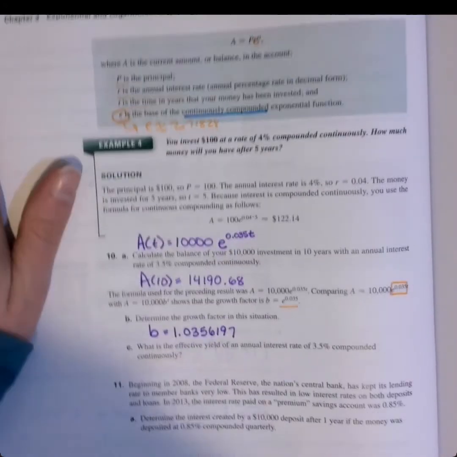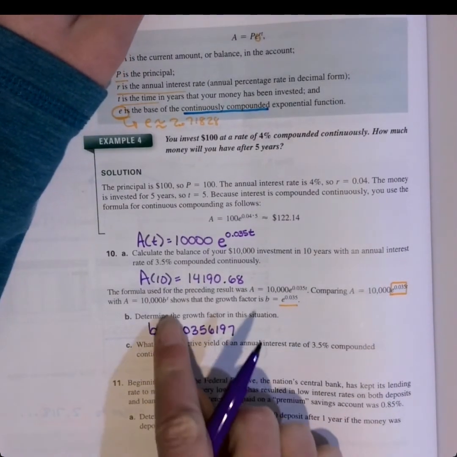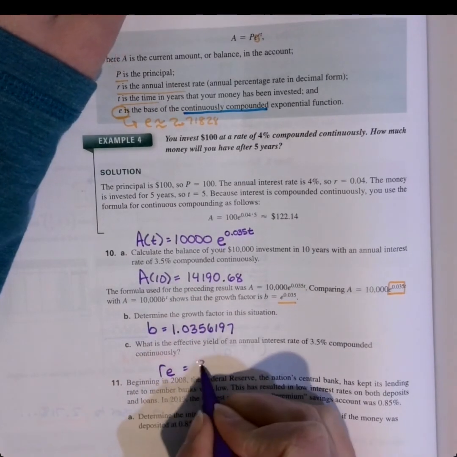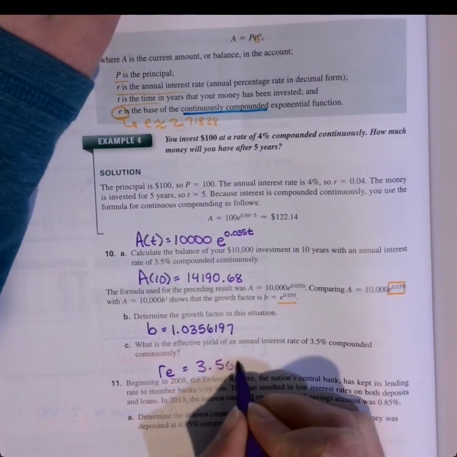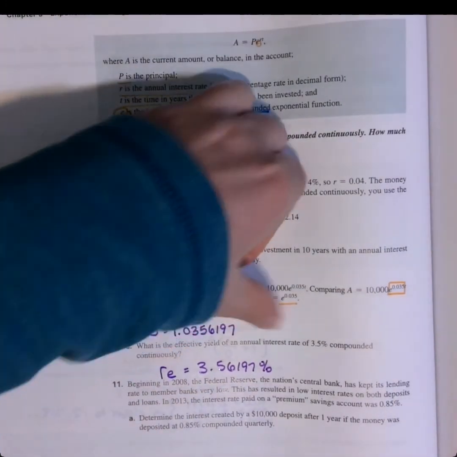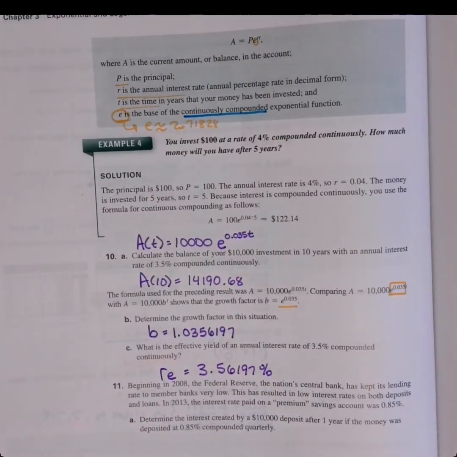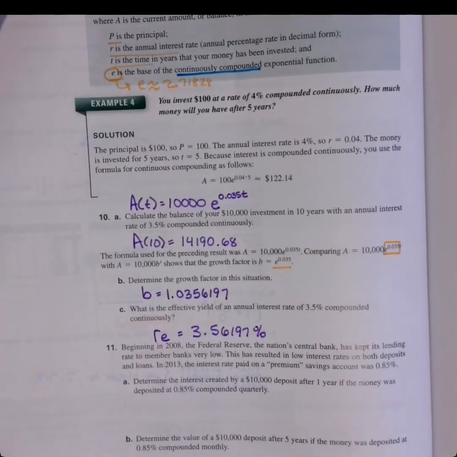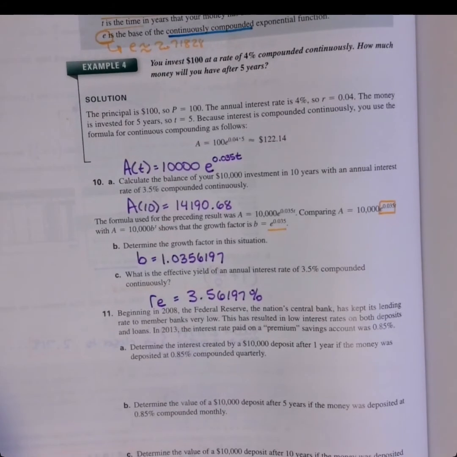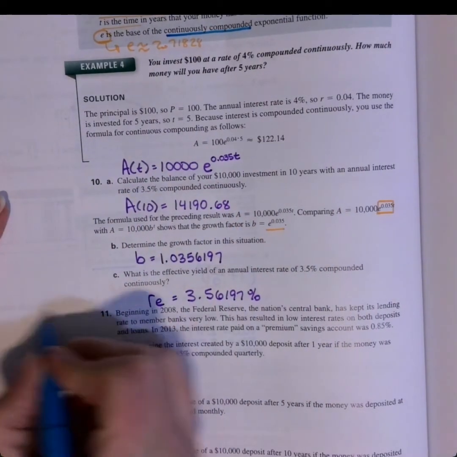And so this one would give me an effective yield, R sub E, of, take off the 1, move it 2 places, of 3.56197%. So even though the annual interest rate is still 3.5%, the effective yield is 3.56197%, slightly higher than 3.5%. Okay, that is, I believe, the end of that situation in the I get an investment situation.